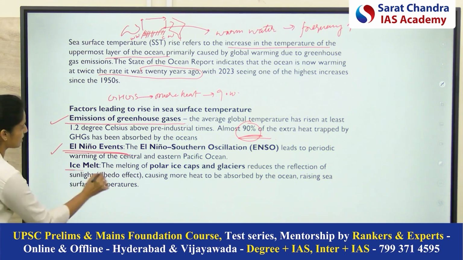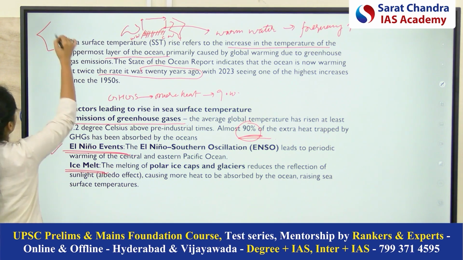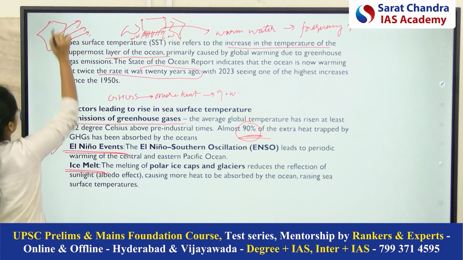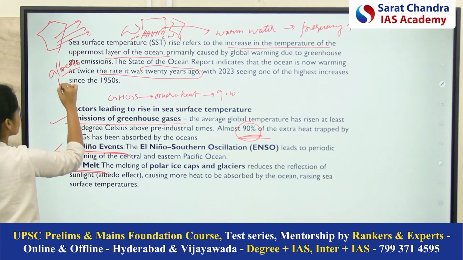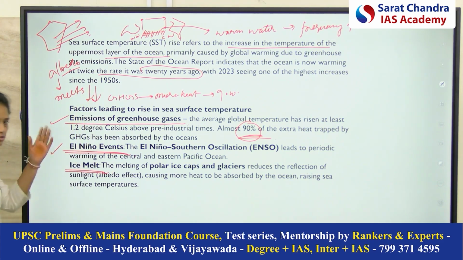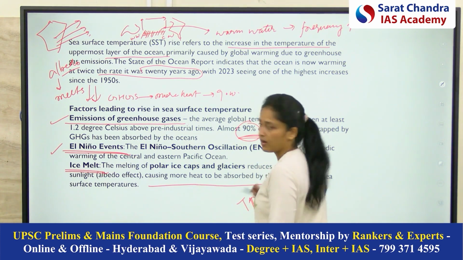Now coming to the ice melt. So why ice melt? Because the snow has the capacity to reflect the sunlight, what we call the albedo effect. But as the snow melts, the capacity to absorb the sun rays will increase. As a result, the oceans will absorb more heat and the temperature will rise.